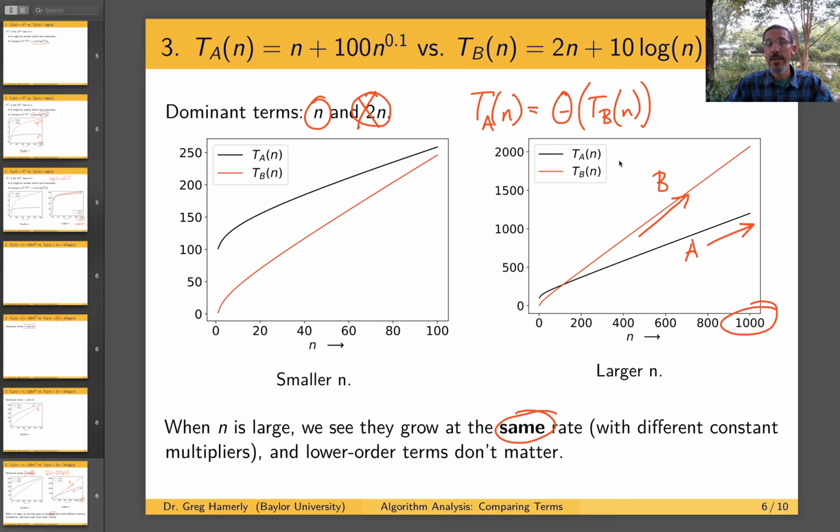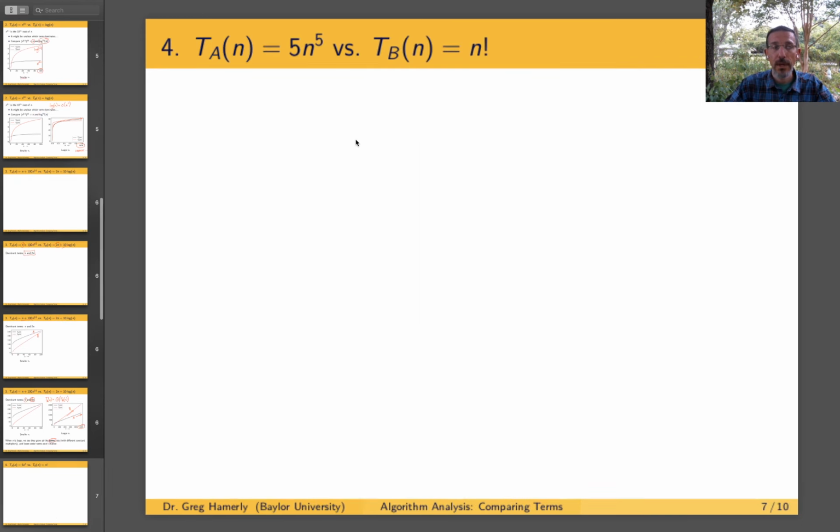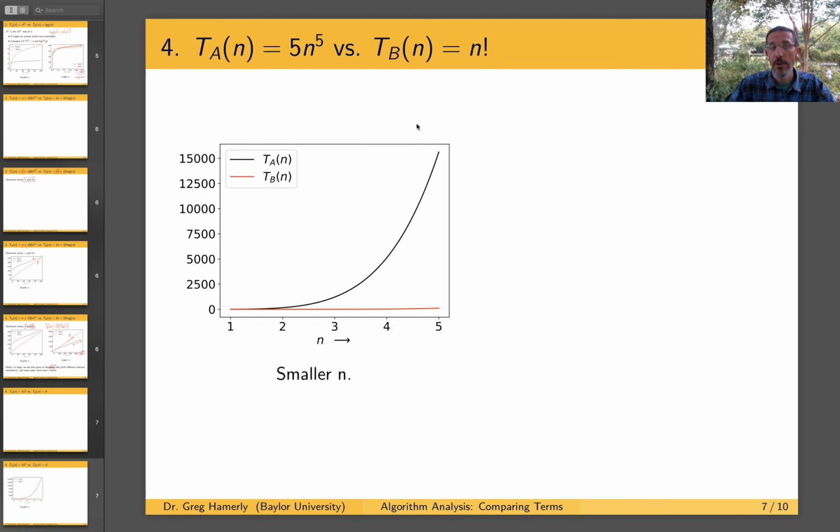We can easily identify the dominant terms, but then recognizing that they grow at the same rate, asymptotically speaking, is the important point here. Okay, let's look at the fourth one: 5n to the fifth versus n factorial. Well, there's only one term here for each. So obviously 5n to the fifth dominates and n factorial dominates within each function. And for small n, notice n less than or equal to 5, it looks like 5n to the fifth, that's here, is growing very quickly.